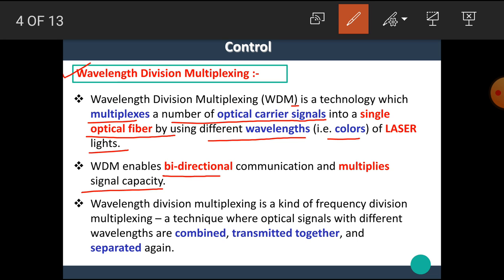Wavelength division multiplexing is a kind of frequency division multiplexing, a technique where optical signals with different wavelengths are combined, transmitted together, and separated again. That means, in wavelength division multiplexing, the different signals and their wavelengths are multiplexed and transmitted over a single communication channel. Remember here that wavelength means the color of the signal. Okay. I hope you all know about that. The wavelength decides the color of the signal.